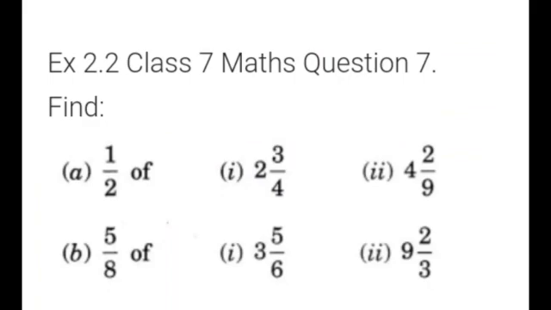Next, question number 7. Find a subdivision: 1 by 2 of 2 3 by 4 and 4 2 by 9. Another subdivision is there, we can solve.